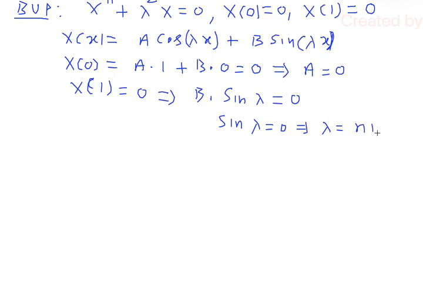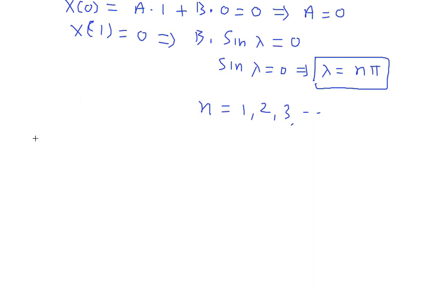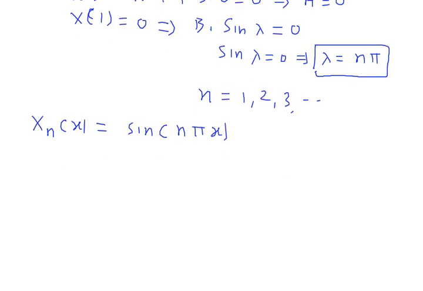Where n is a positive integer, n equal to 1, 2, 3, and so on. So this lambda is the eigenvalue. Now the eigenfunction is X_n(x) equal to, I'm just writing the normalized form, sine n pi x.